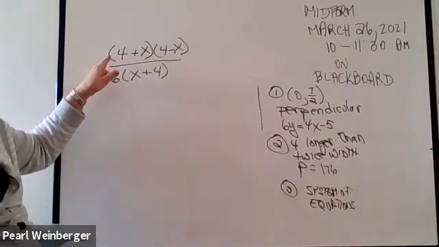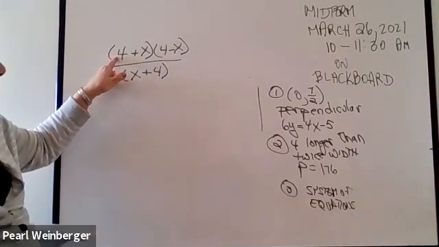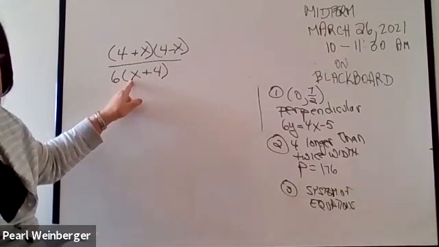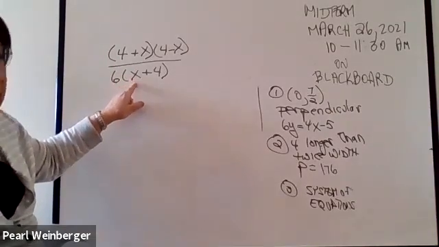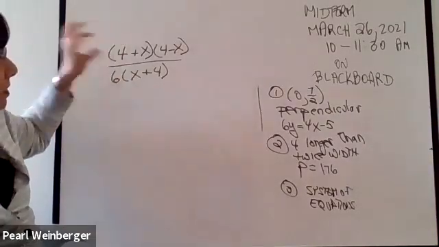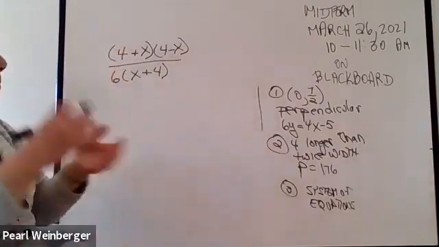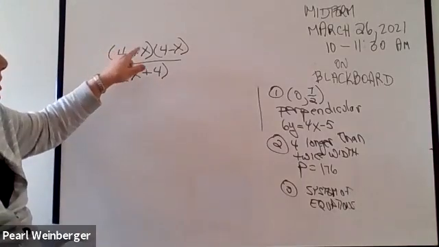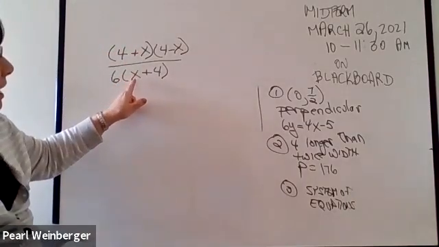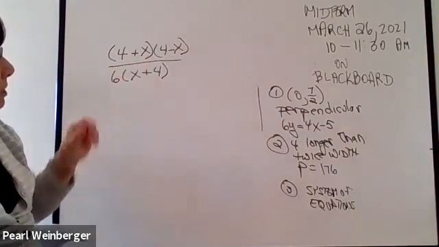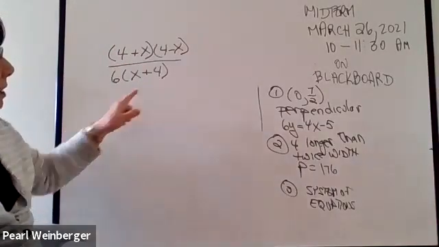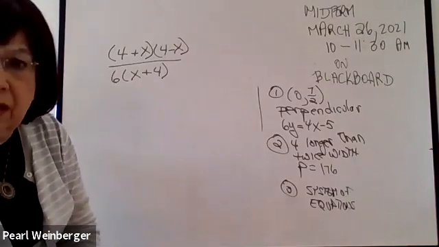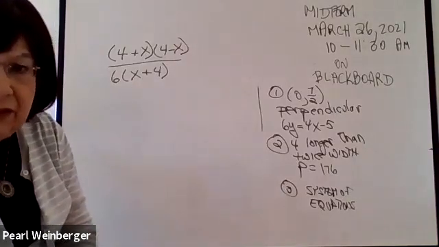And I see on the top I have a 4 plus x. And on the bottom I have something that's very similar but not identical. This is an x plus 4. These look exactly the same, except their order is reversed. Here we have the 4 first and the x second. Here we have the x first and the 4 second. So the question is, can we reduce it? Can we cancel it out?